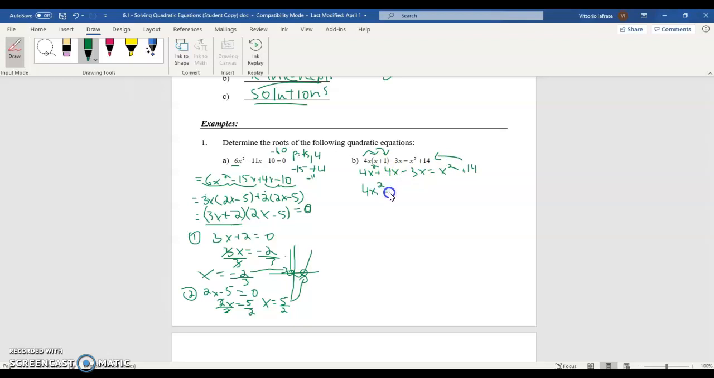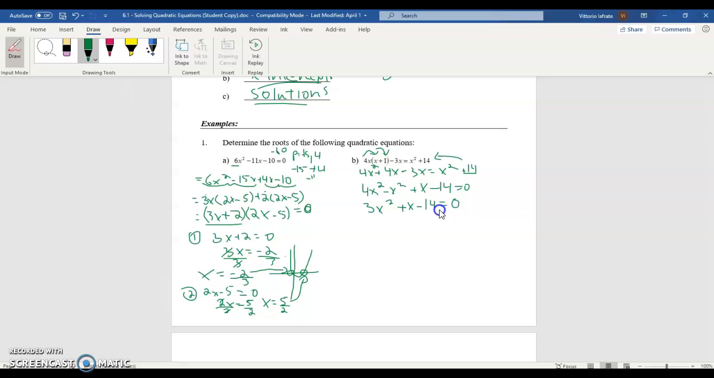So I'll get 4x squared minus x squared. 4x minus 3x is x, so we'll do plus x. And then 14, it's plus 14 here, so minus 14 here is equal to 0. Let's clean all this up so we get 3x squared plus x minus 14 is equal to 0.